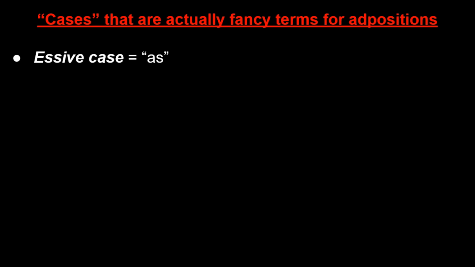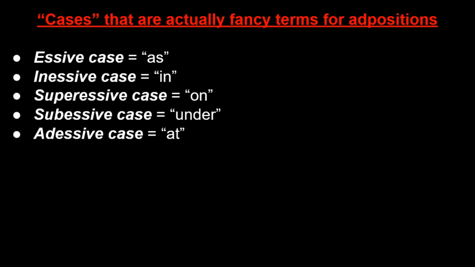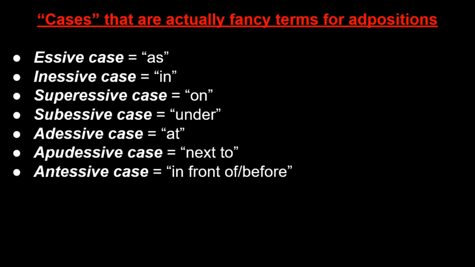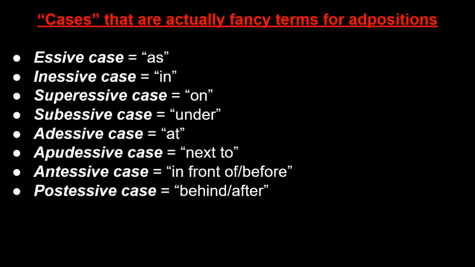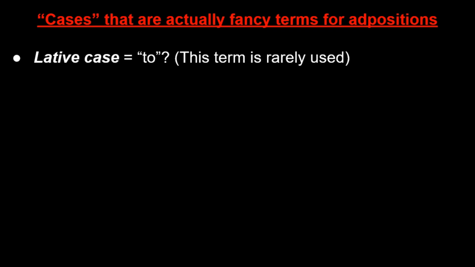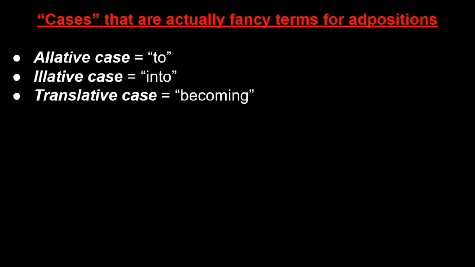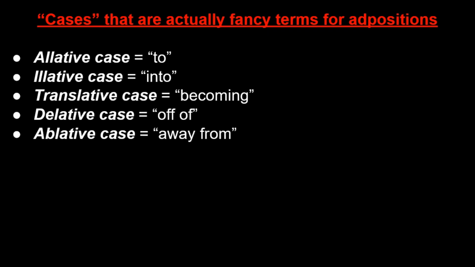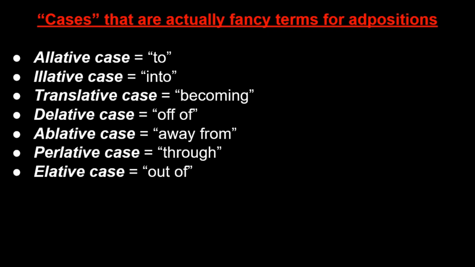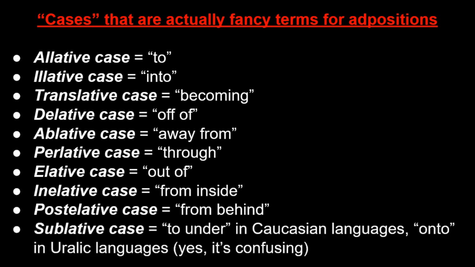And then there's all the prefixes like inessive in, superessive on, subessive under, adessive at, apodessive next to, antessive before, possessive behind or after, abessive without, and others that you could invent just by using that formula. Meanwhile, the lative case itself technically means to, but it's often instead named with a prefix as the allative case, also meaning to. And for the other prefixes, there's illative into, translative becoming, delative off of, ablative away from, perlative through, elative out of, inellative from inside, postellative from behind, and don't even get me started on the sublative.